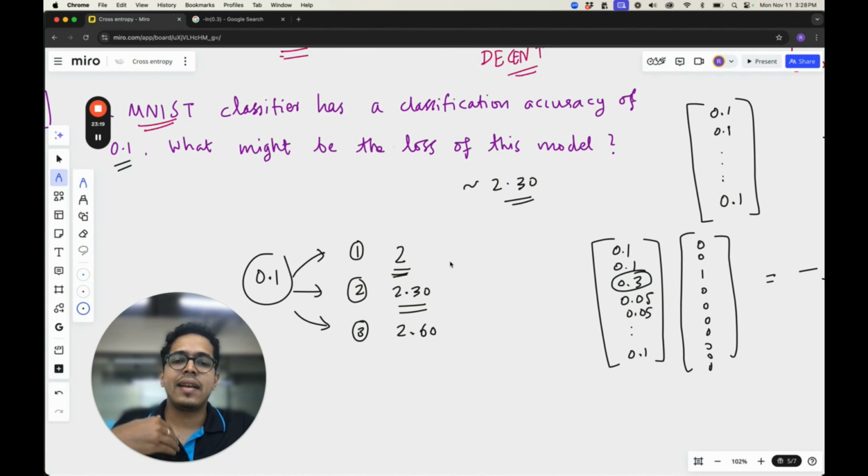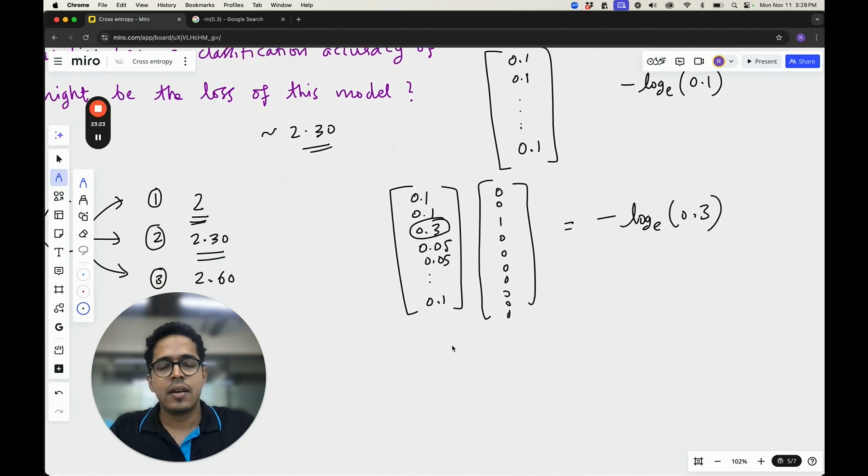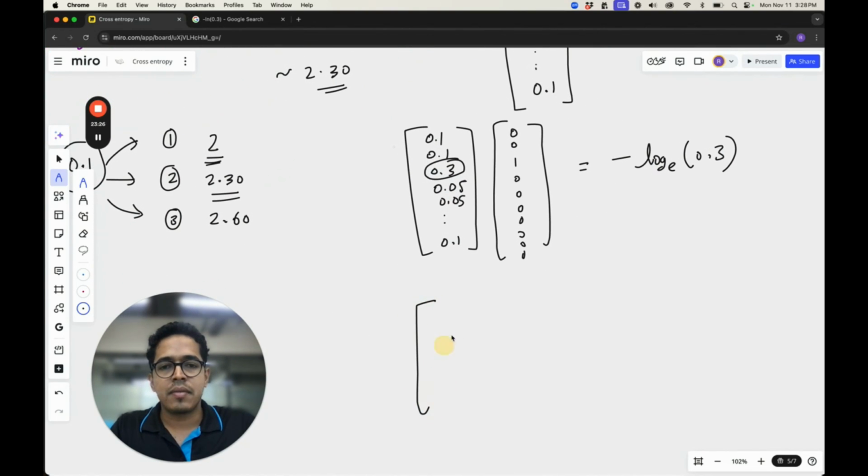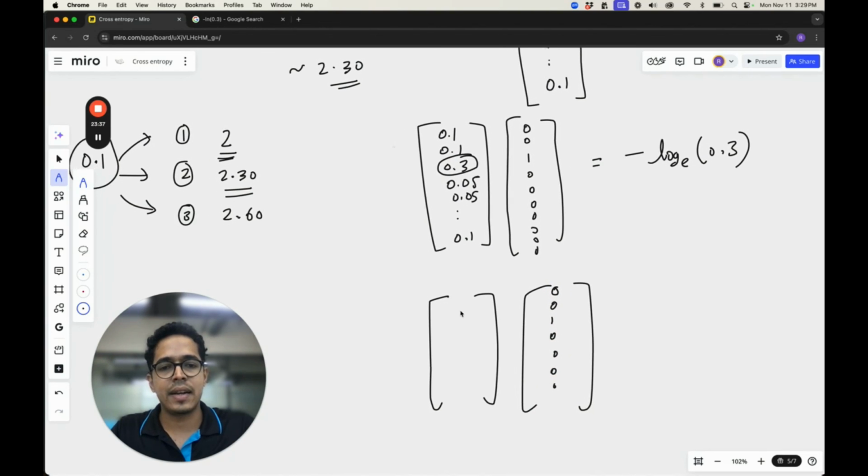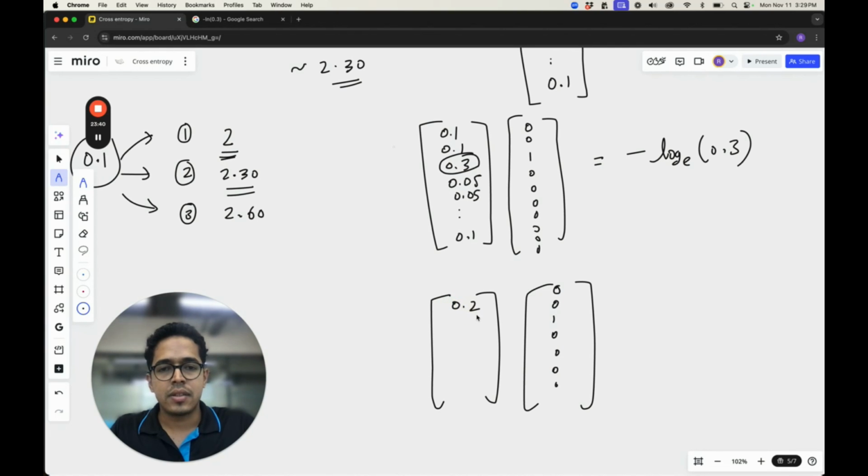What if the model is slightly more confident in making wrong predictions? So let's say, for example, the real image that is shown is that of a 2, which means for 0, 1, 2, this one is a 1. This is the reality, right? There are 10 entries like this. And now the model is saying this is 0.3, this is 0.1, this is 0.05, then 0.1, 0.1, like that. Now the comparison is coming between this and this, because all the other entries are 0.